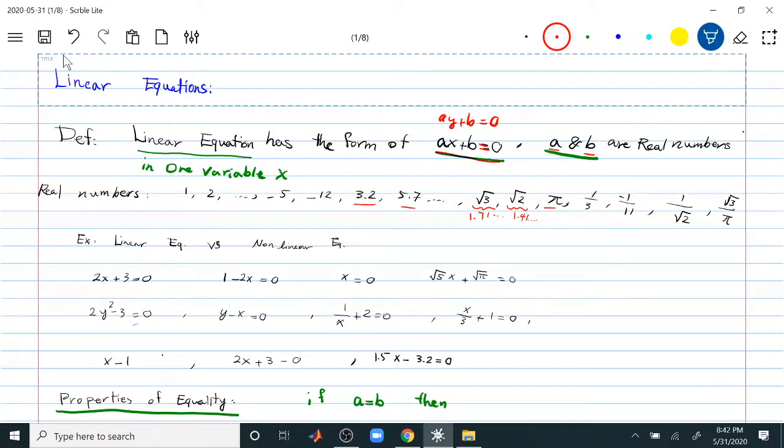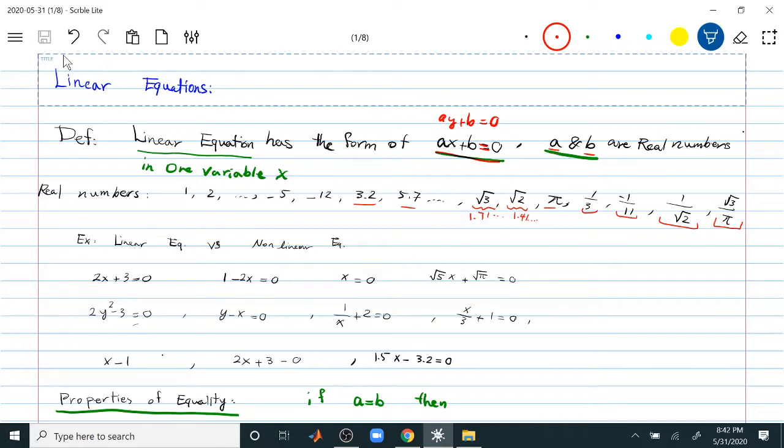Pi is another real number. 1/3, that's a real number. Negative fractions. 1 divided by square root of 2. These are all constants. As long as you have a constant, that's a real number. Square root of 3 divided by pi, even though it doesn't look that nice, is still a real number. So these could be coefficients for a and b. a could be square root of 3 over pi, for example. b could be 1 over root 2. Still, it will provide you a linear equation.